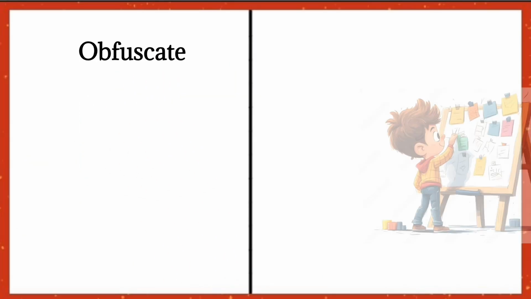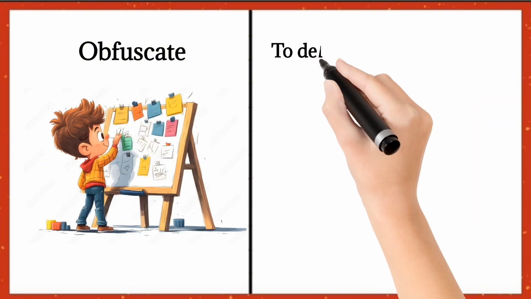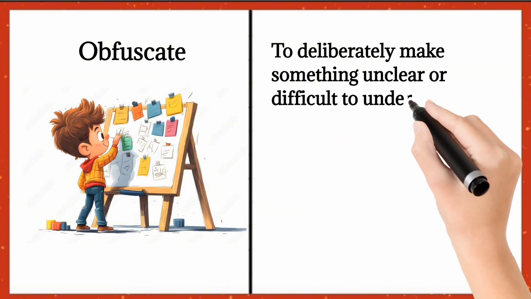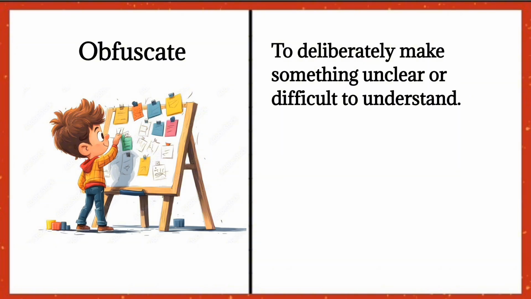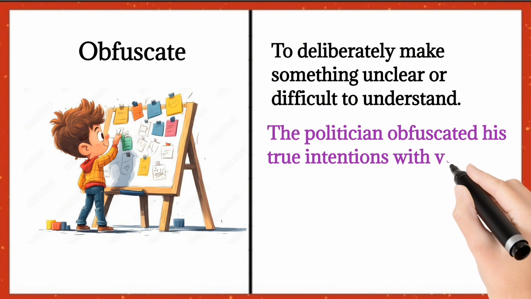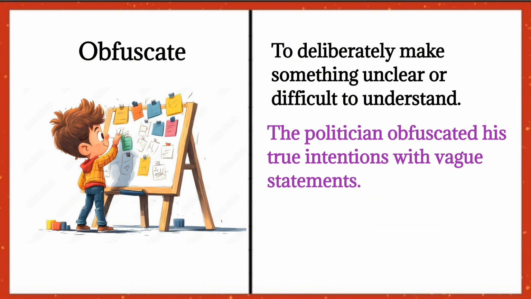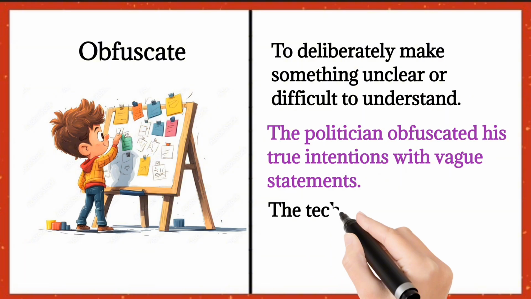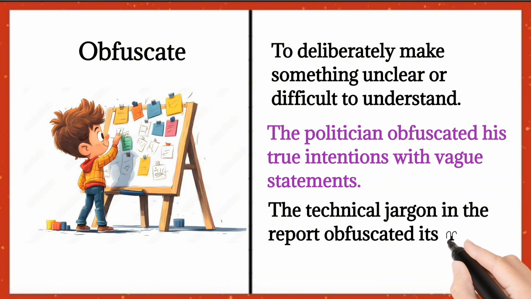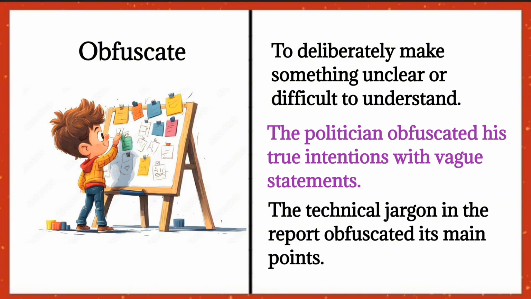Obfuscate. Meaning, to deliberately make something unclear or difficult to understand. Examples: the politician obfuscated his true intentions with vague statements. The technical jargon in the report obfuscated its main points.